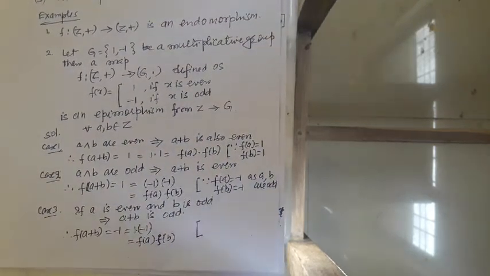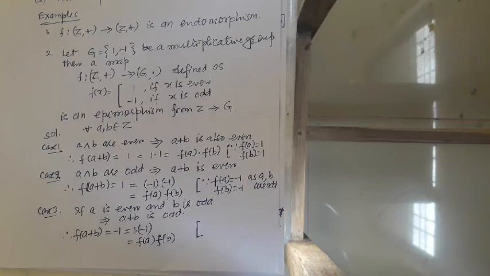So we have three cases here. Case one: if a and b belong to Z, if both a and b are even, then their sum will be even. So the image of a plus b is equal to 1 by the definition of the function. This 1 can be written as 1 into 1, that is f of a into f of b, because f of a is equal to 1 since a is even, and f of b is also 1.